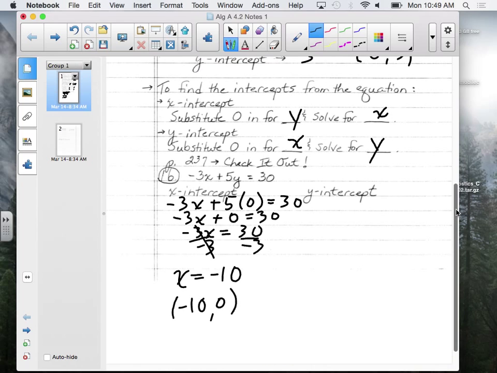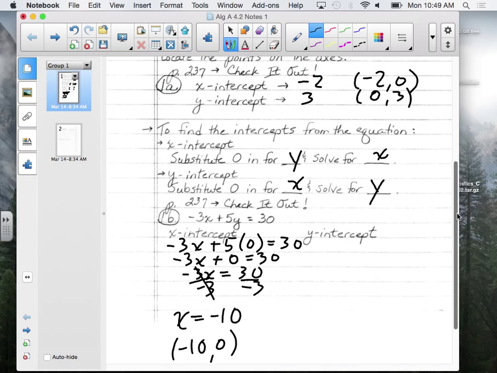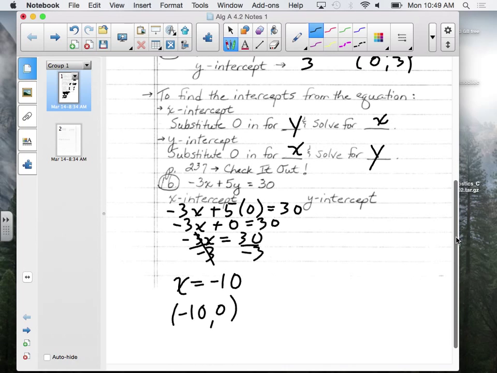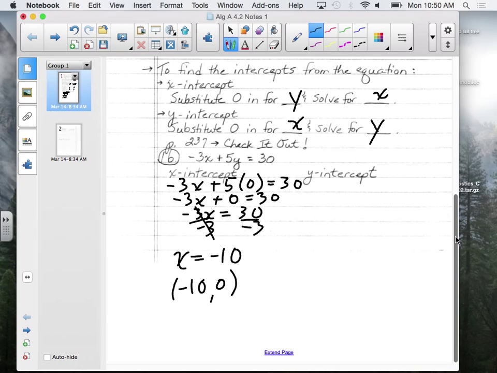So the reason why we substitute 0 in for y to find the x-intercept is because what is our y value for every x-intercept? What did we say in the first thing we did in the notes? 0, exactly. So for every x-intercept, your y value is 0. That's where the 0 comes from when we solve for x. Okay? All right, so now we do the same thing for y.